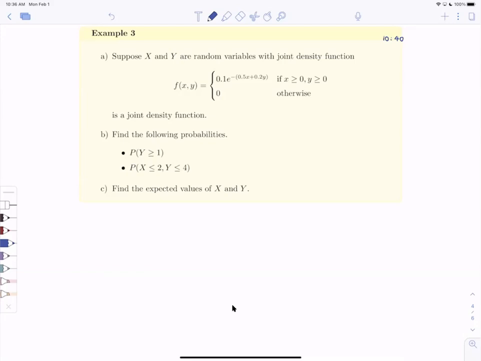Oh yeah. Did I forget part of the function question? Let me check. It should be, yeah, it's asking you to verify it. Verify that f(x,y) is a joint density function.